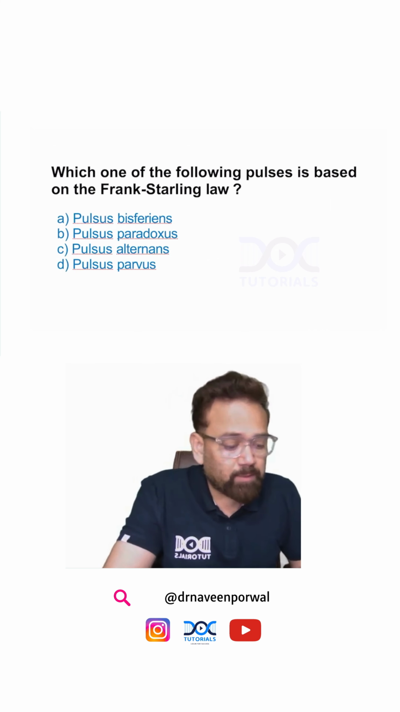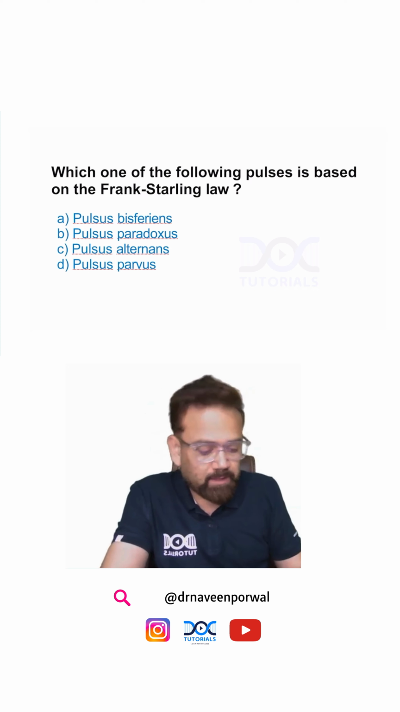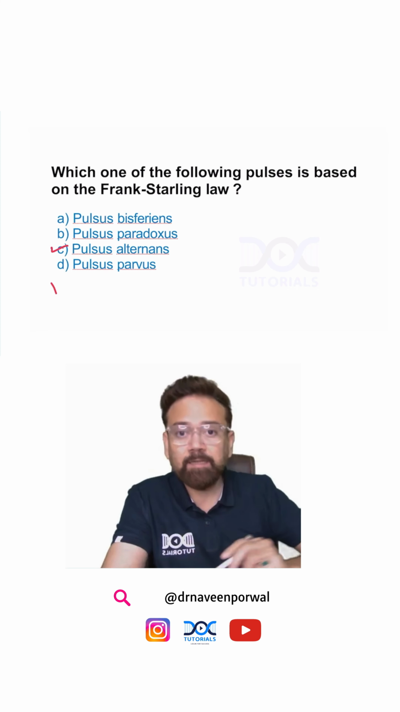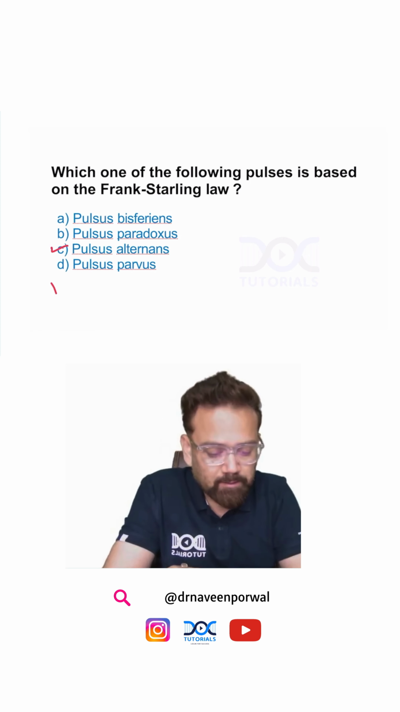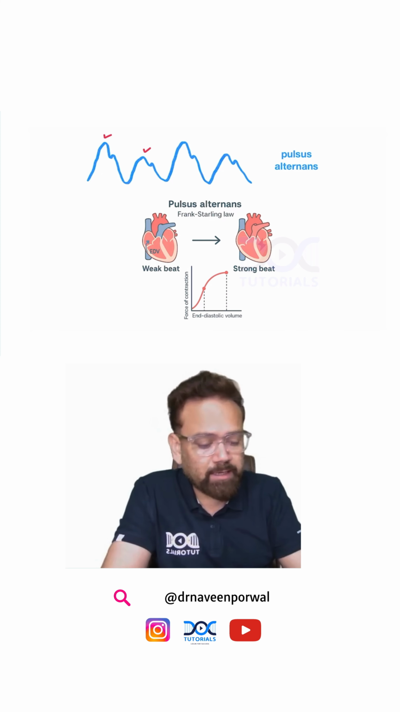Which one of the following pulses is based on Frank-Starling law? So, very important question. It is pulsus alternans. Alternating, you can see here, an alternating pulse of high and low amplitude, again high and low. It is showing Frank-Starling law.